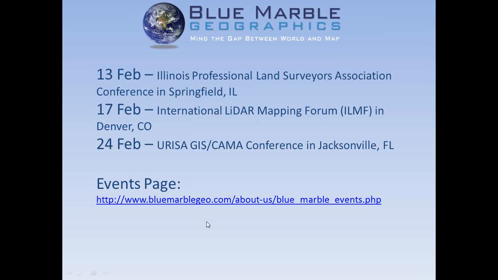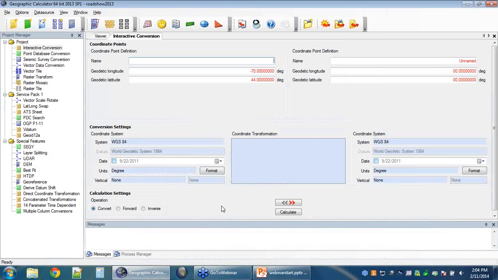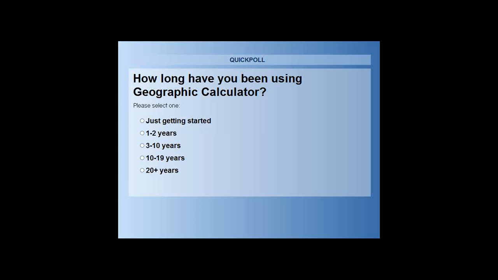And what we're going to start off with here is we're going to jump right over into the Geographic Calculator. Before we really get things rolling, I just want to start a quick poll today. I want to see who's with us. On your screen, you should see a poll coming up. How long have you been using the Geographic Calculator? Whether you're just getting started, or whether you have a little bit of experience, or whether you've been with us since the beginning. We have been around over 20 years now.